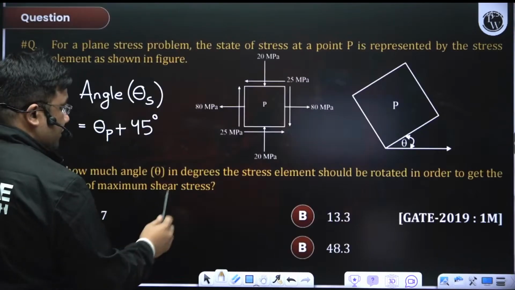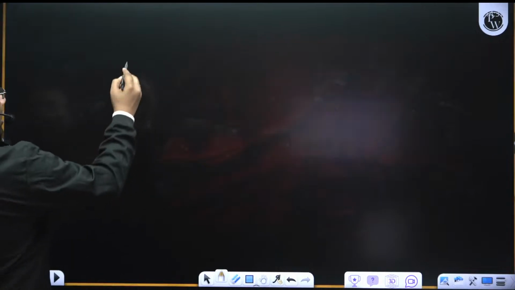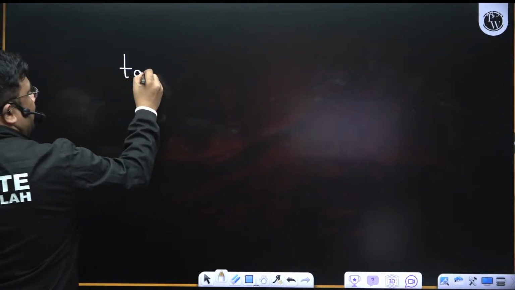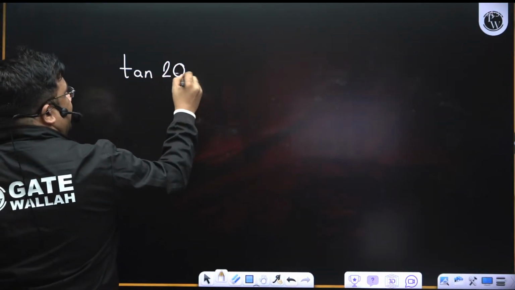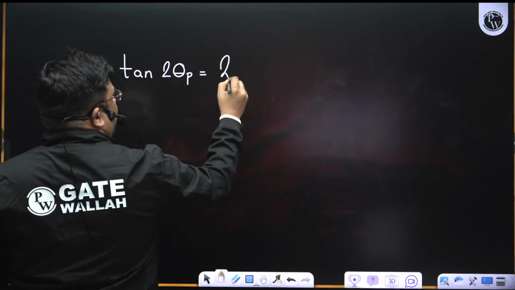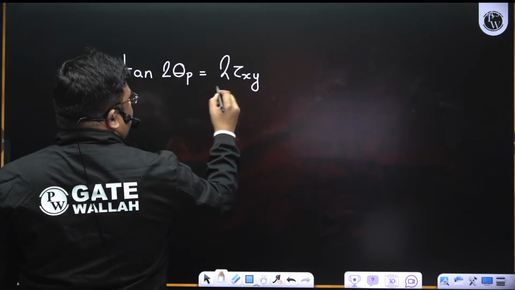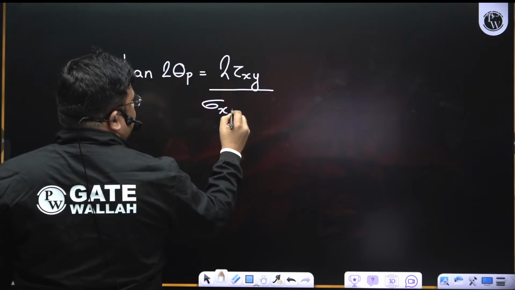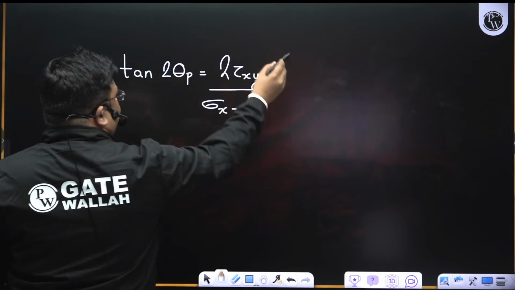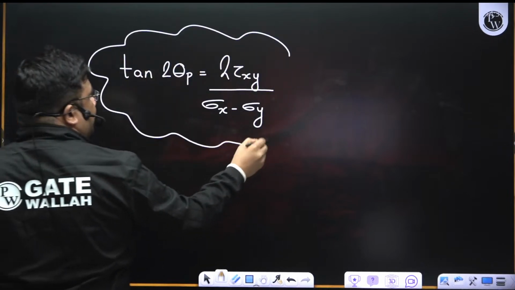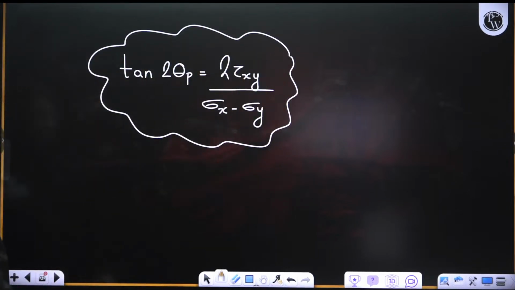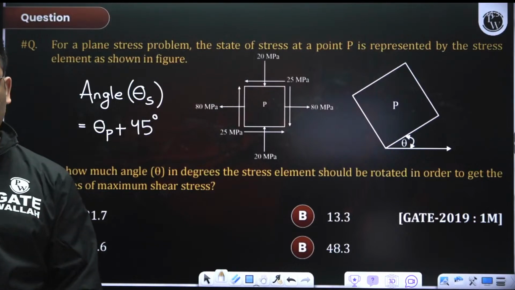Now see this question. Now we know how to find out theta p. Tan 2 theta p is equal to, we use this formula, 2 tau xy by sigma x minus sigma y. Now once you find out theta p, we can find out theta s by just adding 45 degrees. So please solve this question.